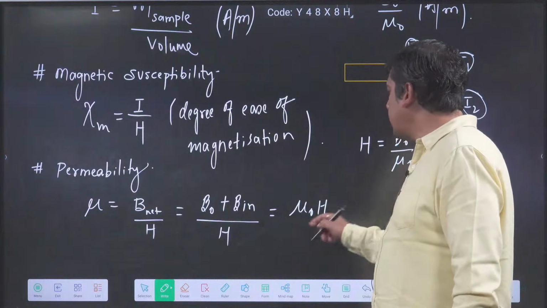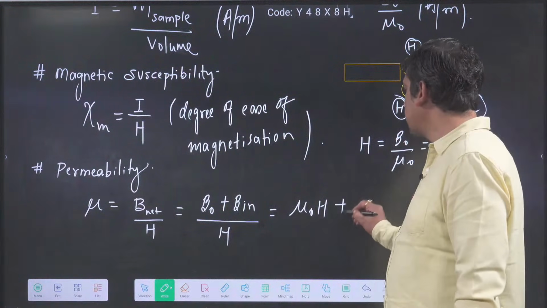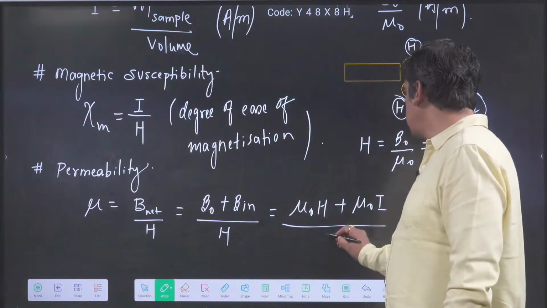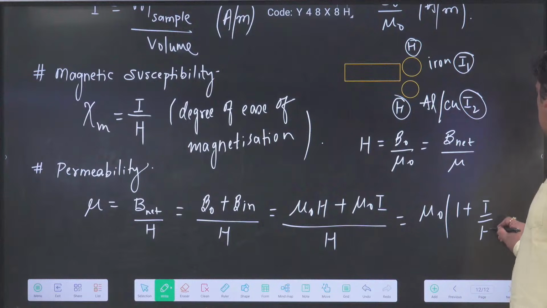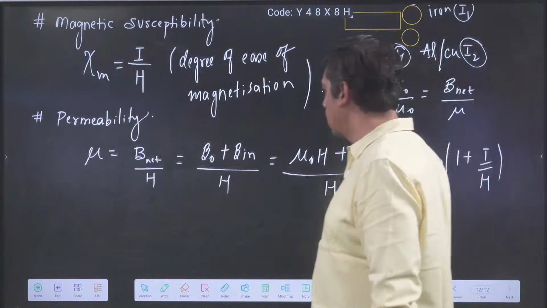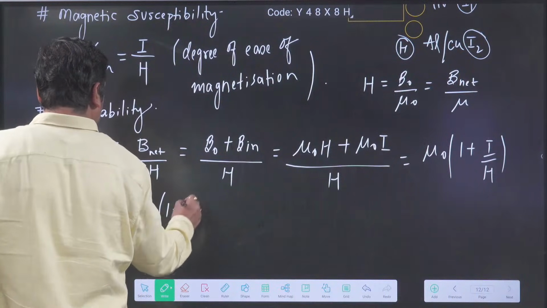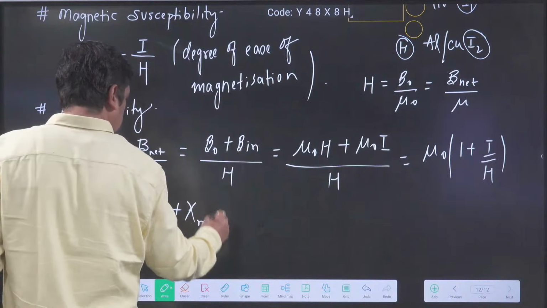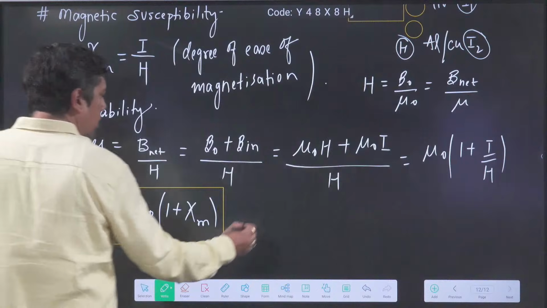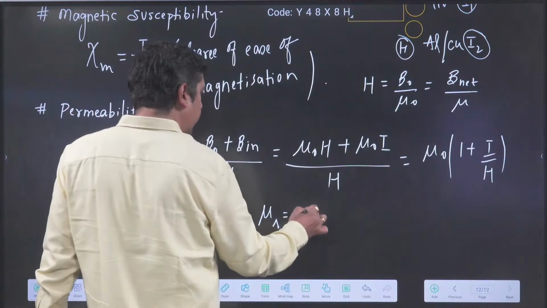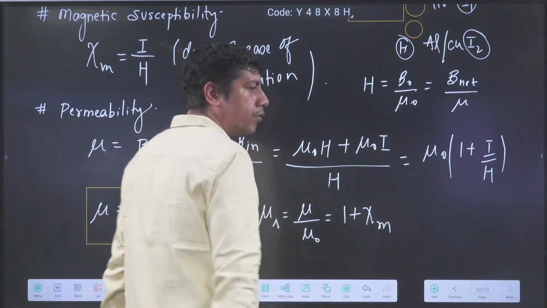So you can write mu naught into H, just like B naught is written mu naught into H. B induced we can write mu naught into I. Or you can just remember it, mu naught into 1 plus I by H. Mu can be written as mu naught into 1 plus psi, susceptibility. Then we define a term relative permeability, which is mu by mu naught, which is 1 plus susceptibility.